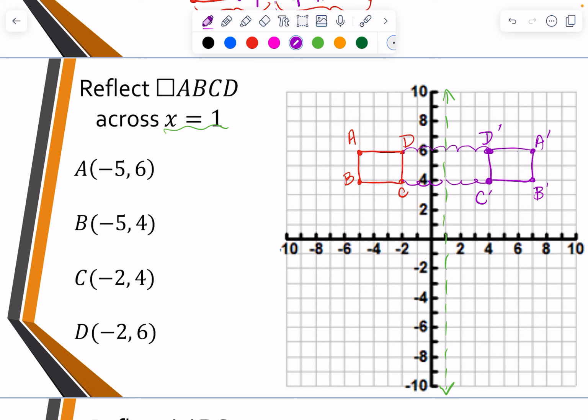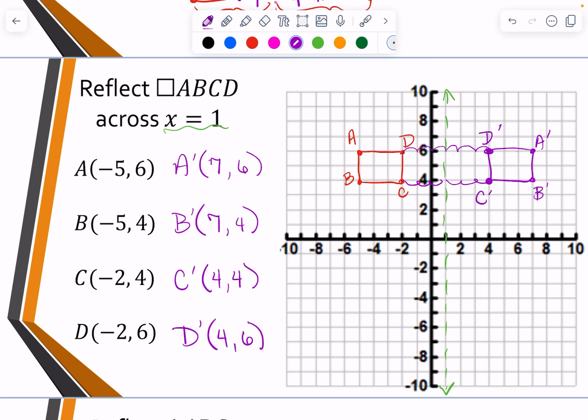Now, if we take a look at these, A prime is now at 7, 6. B prime is now at 7, 4. C prime is located at 4, 4. And D prime is located at 4, 6. Something to point out: those y values did not change. Why is that? Because we reflected left to right, so that is only going to have an impact on the x values. The x values are changing, but we did not change anything top to bottom. So therefore, the y values are not going to change.